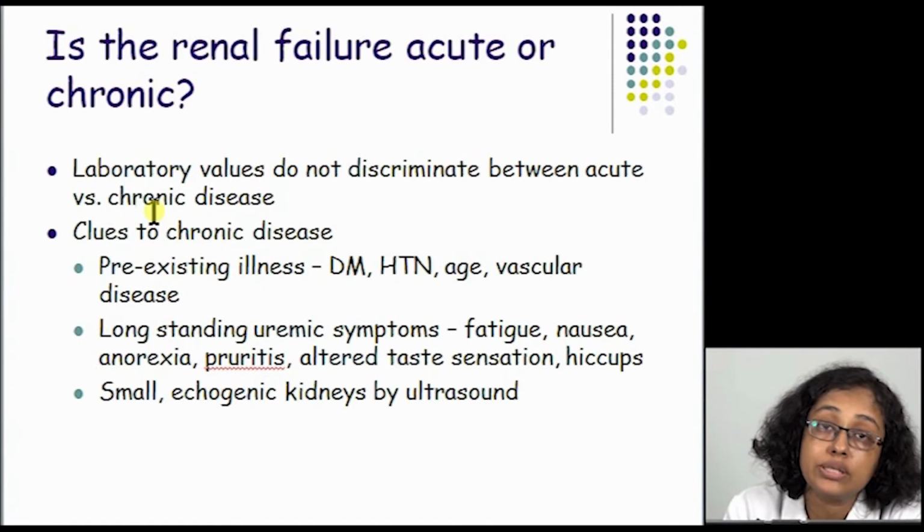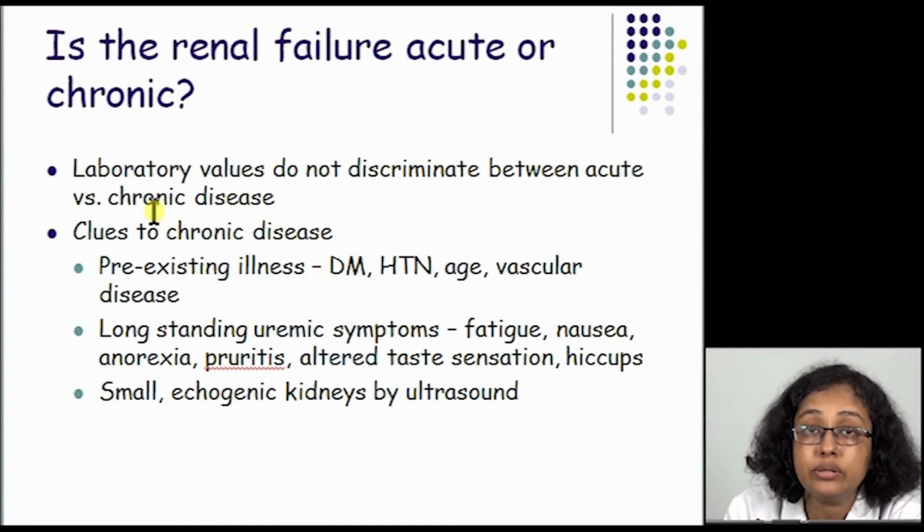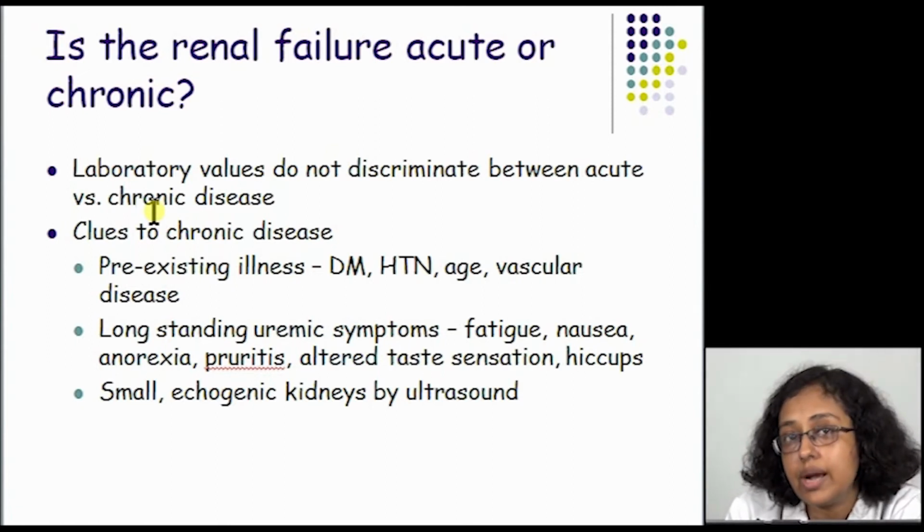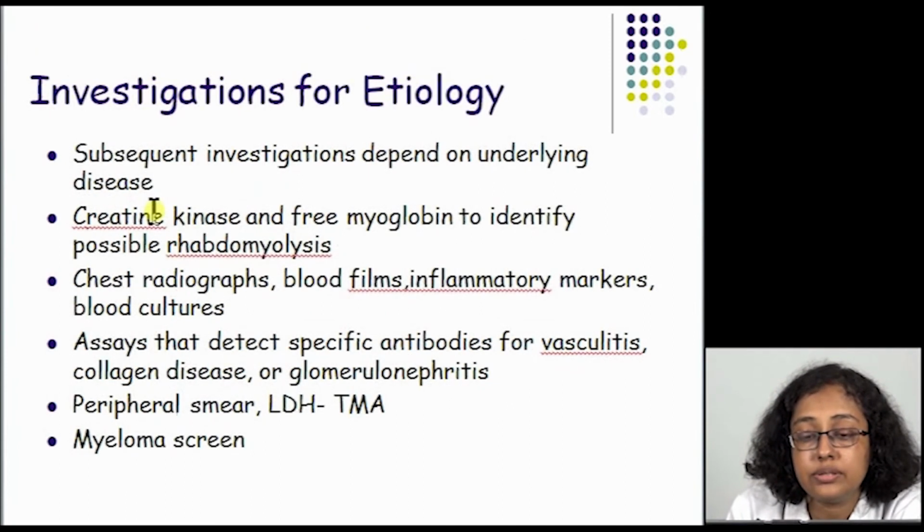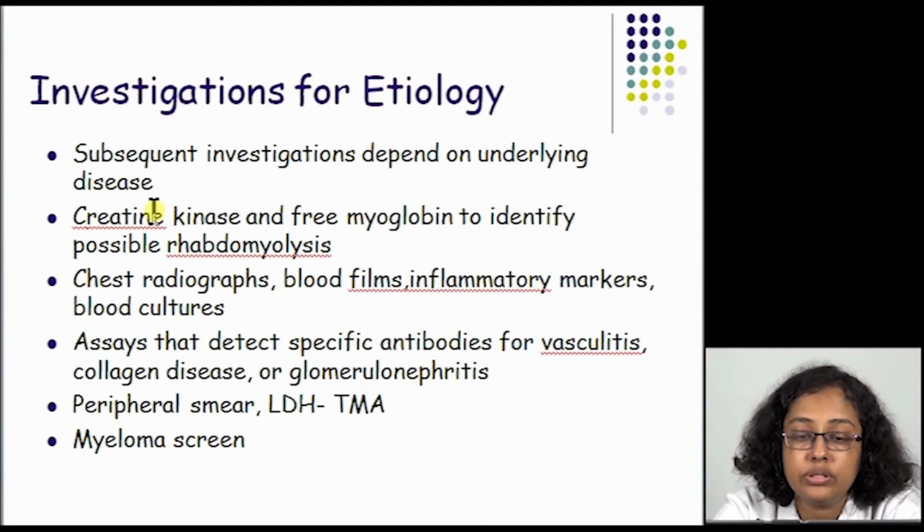If a patient gives long-standing uremic symptoms like weakness, fatigue, difficulty in walking or climbing stairs, a loss of appetite, nausea, or pruritus, this would suggest that the patient has a pre-existing chronic kidney disease. We would do other investigations for etiology, as we discussed earlier.